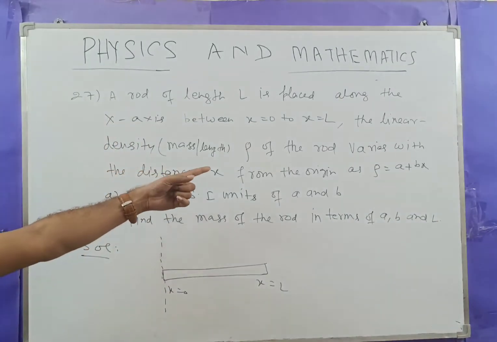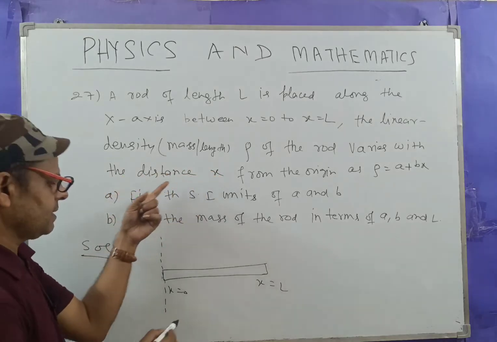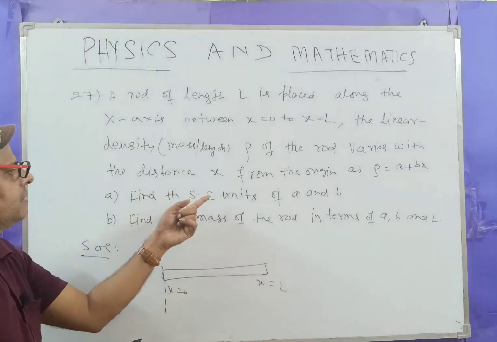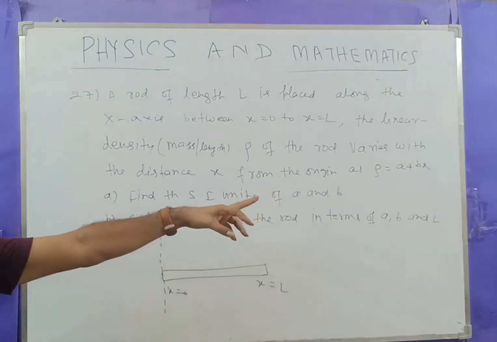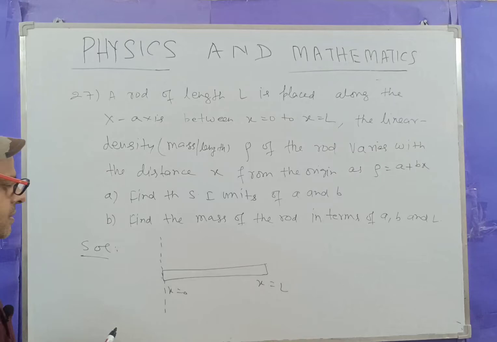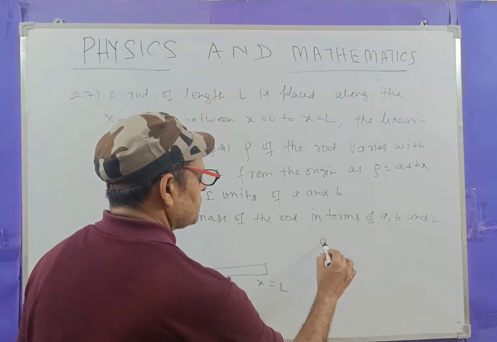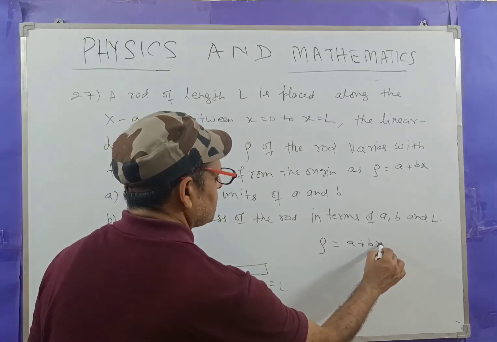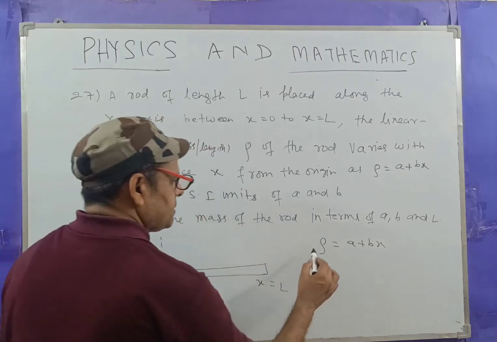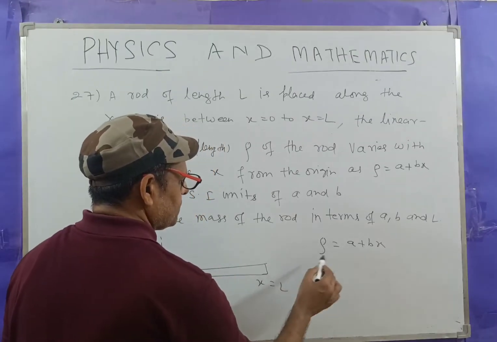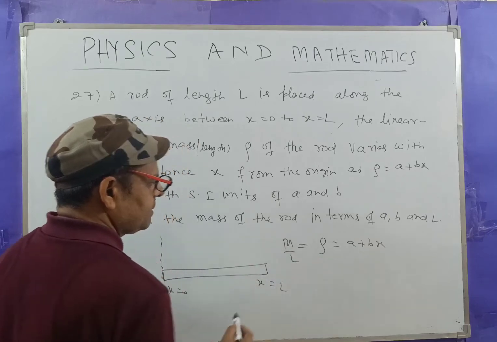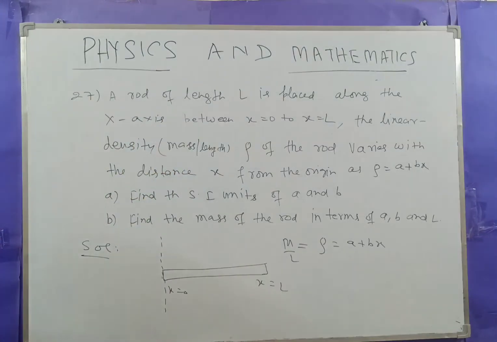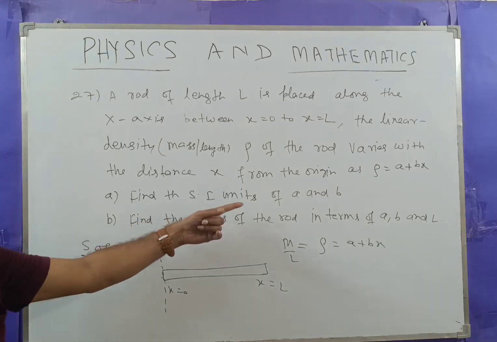The linear density rho of the rod varies with the distance x. As distance increases, the linear density rho varies as per the relation given, rho is equal to a plus bx. Okay, rho is equal to a plus bx. This is what? This is mass per unit length, that is density. Find the SI unit of A and B.